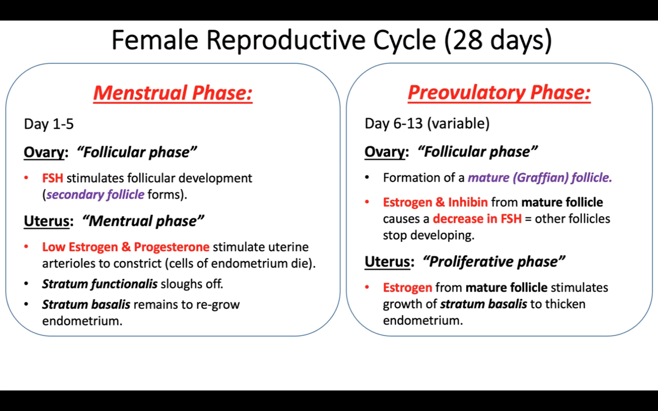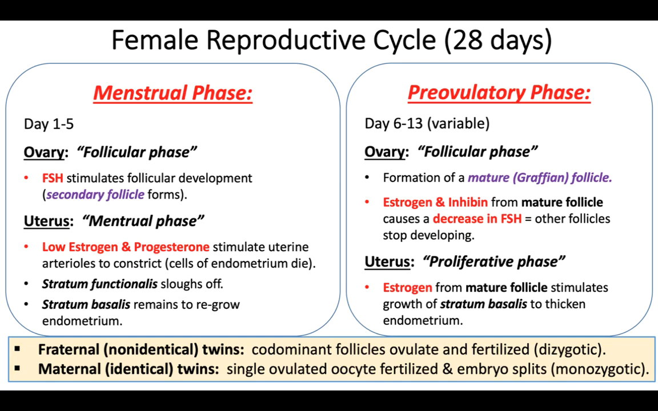All right, so now we're getting to the big day. The big day is going to be day 14. Before we get there, let's talk a little bit about the two different types of twins. Fraternal twins or non-identical twins are going to be when we have codominant follicles. So we basically have two mature follicles. They're both going to ovulate, and they both can be fertilized. But they get fertilized by different sperm.